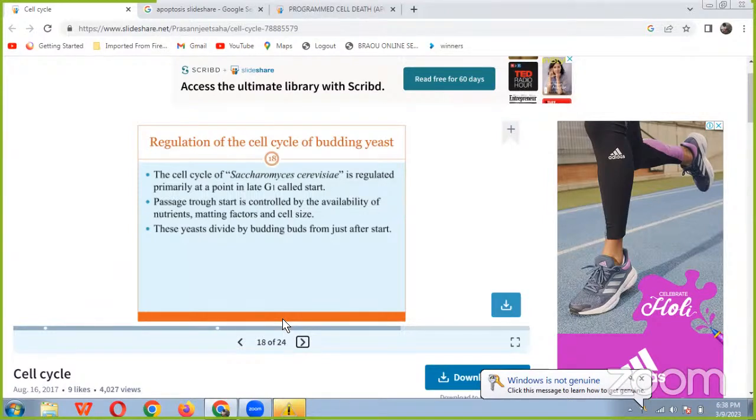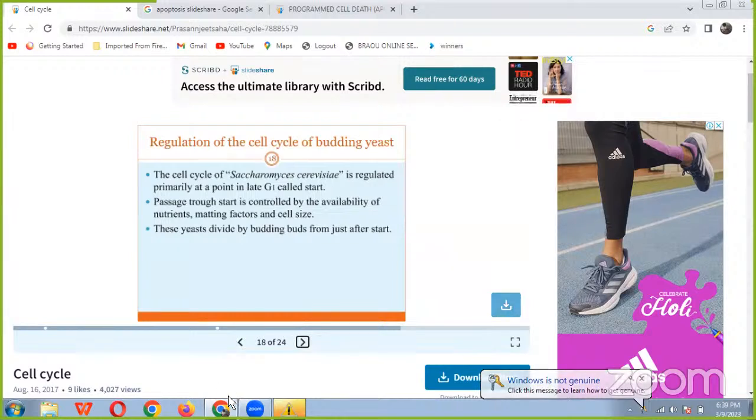Mainly, first the DNA pre-replication complex assembles at the origin. Next, G1 cyclin CDK activates CDH1. Next, G1 cyclin CDK activates expression of the S phase cyclin CDK components, and the G1 cyclin CDK phosphorylates the S phase inhibitor.